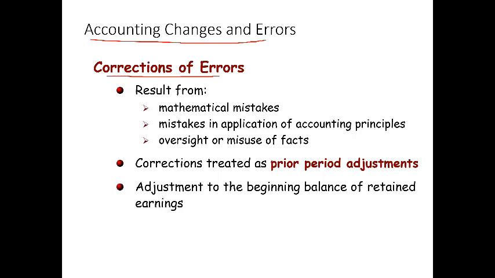So you might have a big problem. You have a mathematical mistake, a mistake applying the accounting principles, or oversight or misuse of facts. You can have these big issues where we have big errors in prior years related to our accounting. I know when I was an auditor at General Electric, they had a restatement related to their derivative accounting, which is really complicated. And the guy that did it got fired. It was a big deal.